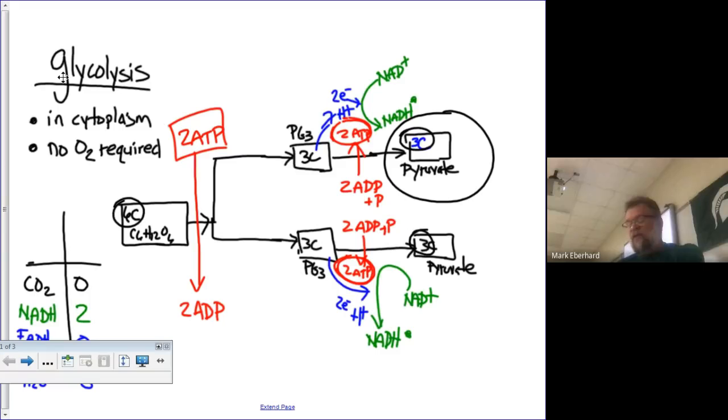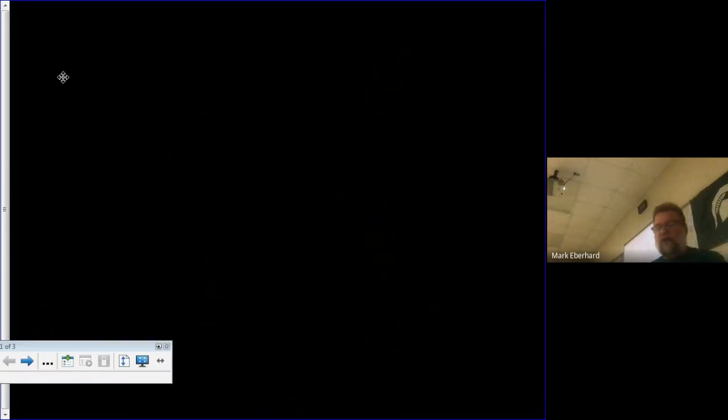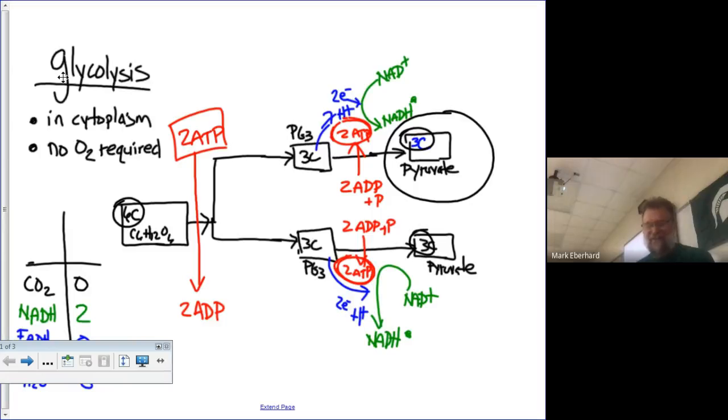So a couple key things on glycolysis. It's the first step. This is where you typically start with glucose. Glycolysis literally means to split glucose. It occurs in the cytoplasm. Therefore, it requires no special organelle, and it does not require oxygen.